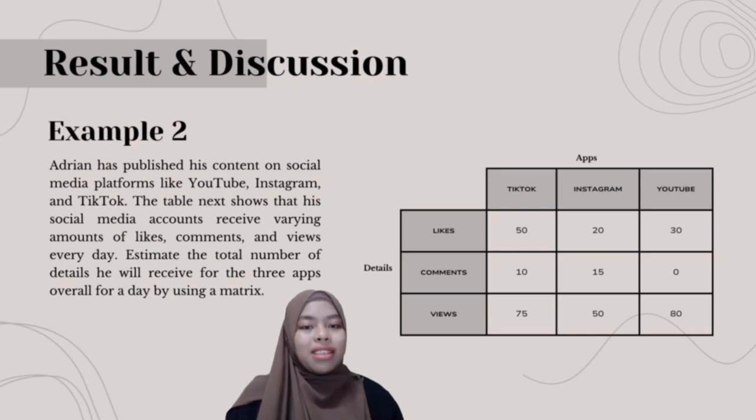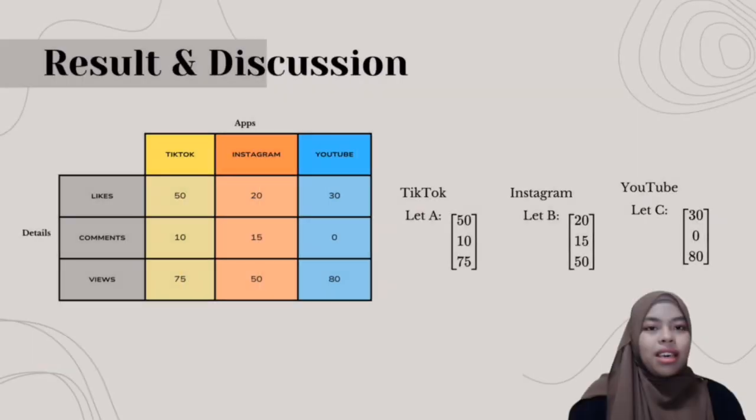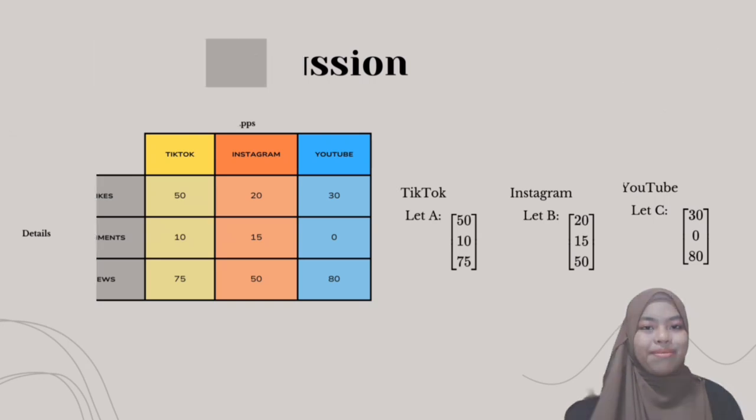Now, let's move to the last example, which is example 2. Adrian has published his content on social media platforms like YouTube, Instagram, and TikTok. The table shows that his social media accounts receive varying amounts of likes, comments, and views every day. Estimate the total number of details he will receive for the 3 apps overall for a day by using a matrix. You can see the apps have become the columns and the details will become the rows. We separate them into categories, which are TikTok, which we define as A, Instagram as B, and C for YouTube.